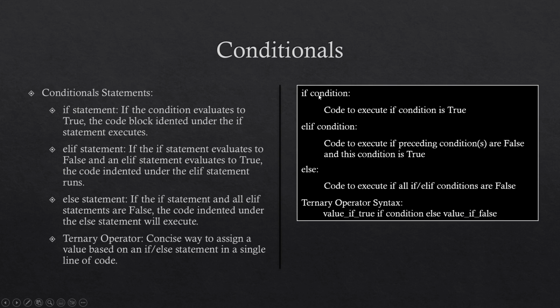You'll see it says if condition, and the condition is a Boolean operation or a function, anything that returns a Boolean that could evaluate to true or false. And if this evaluates to true, then the code under it executes. Then the elif condition, which you can have any number of elif conditions. If the if condition is false, then the elif condition will be evaluated. And if the condition is true, the code under it will execute. And then finally, if the if and elif conditions are all false, the else statement will run. Then for the ternary operator, the syntax is value if true, if condition, else value if false.